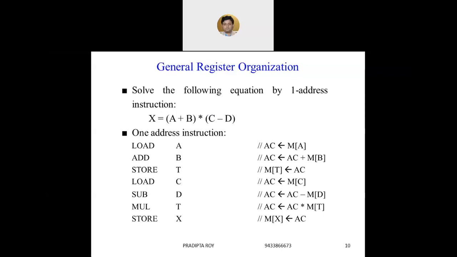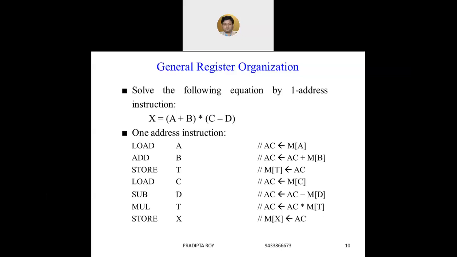Now, as we have only one accumulator in the system, we have to print the accumulator. So the content of the accumulator, which is basically the result of the addition part, should be stored somewhere. We use the store T instruction, so the result of the addition part is stored in T memory.